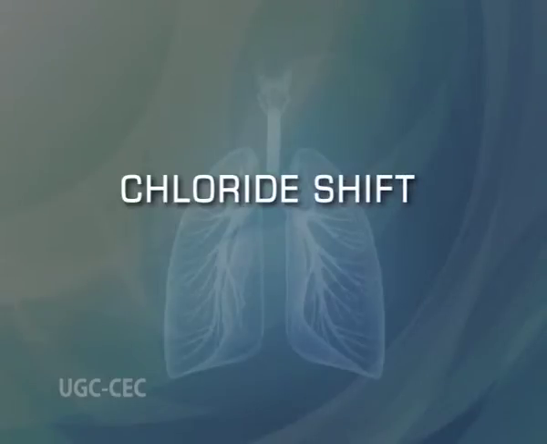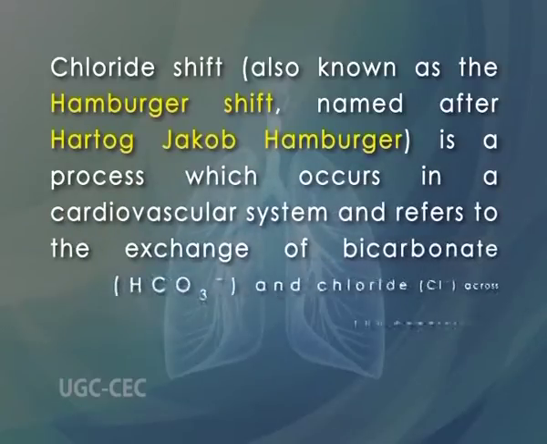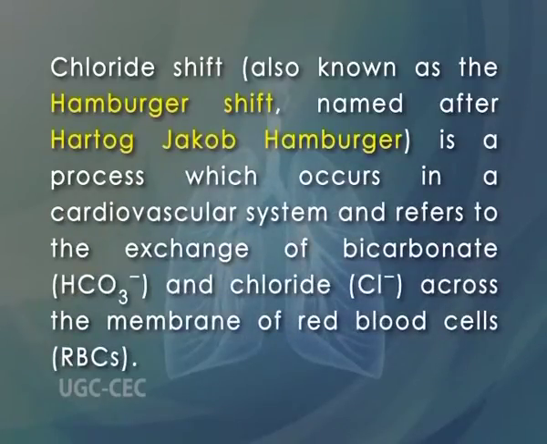Next comes chloride shift. Chloride shift, also known as the Hamburger shift, named after Hartog Jakob Hamburger, is a process which occurs in the cardiovascular system and refers to the exchange of bicarbonate and chloride across the membrane of red blood cells, RBCs. As a result of catalysis by carbonic anhydrase within the red blood corpuscles, a large amount of carbonic acid is produced as blood passes through the systemic capillaries.